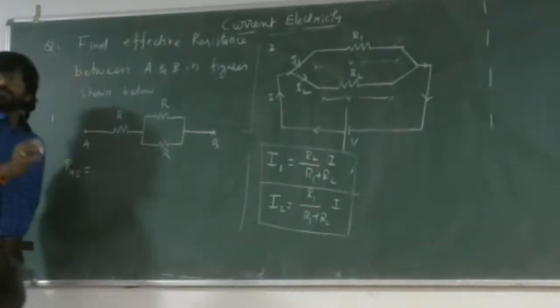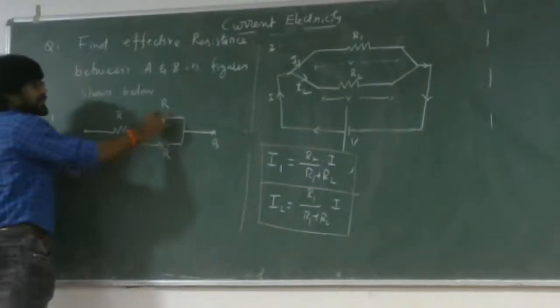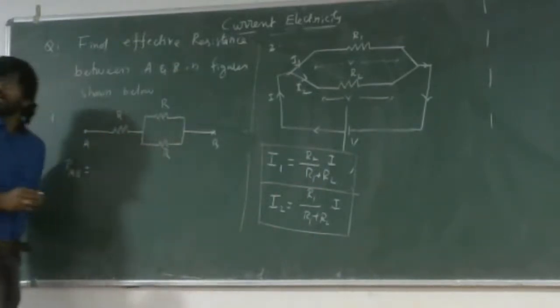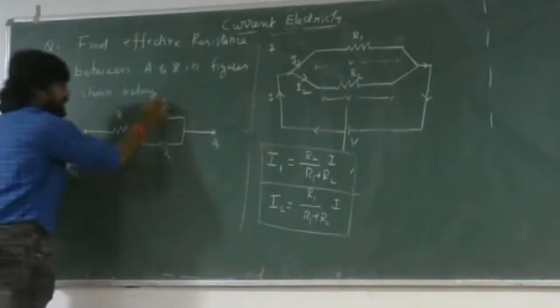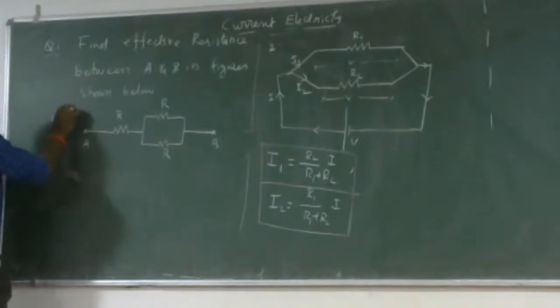So, we have to first reduce the circuit at some point. See here, these two resistors in parallel. Yes or no? These two we have to reduce into one resistor first. So, you can write down here. The question is, what is RAB?